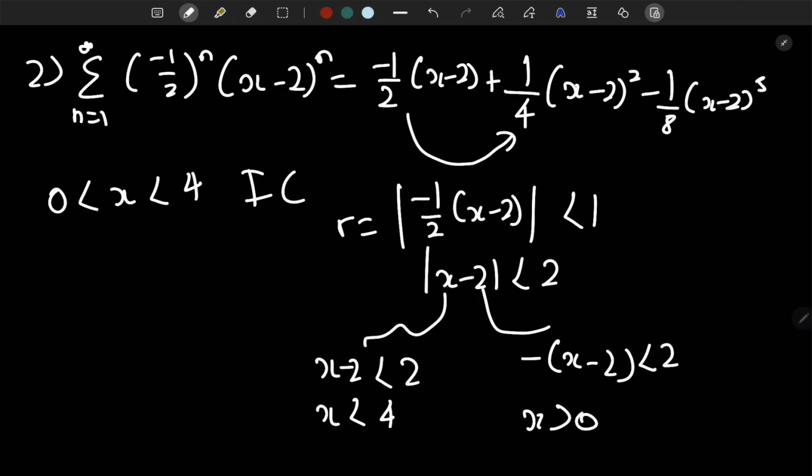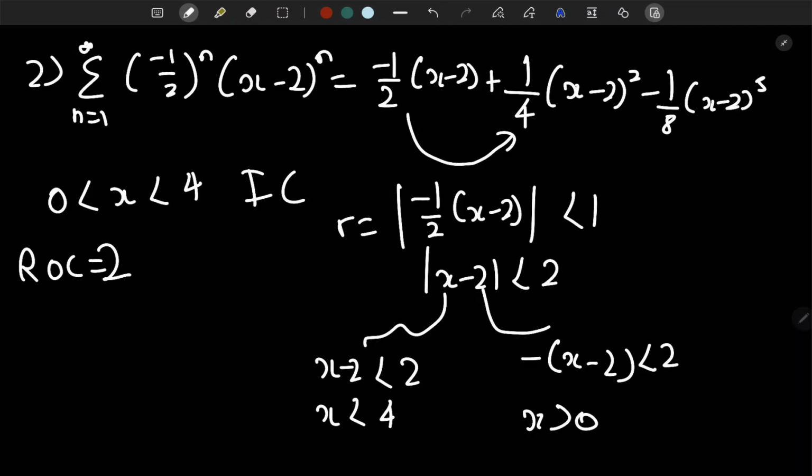Now our radius is going to be the distance divided by 2. So this is 4 minus 0 divided by 2, which is going to be 2. So our ROC is equal to 2.